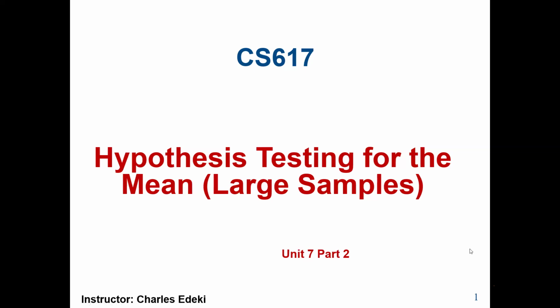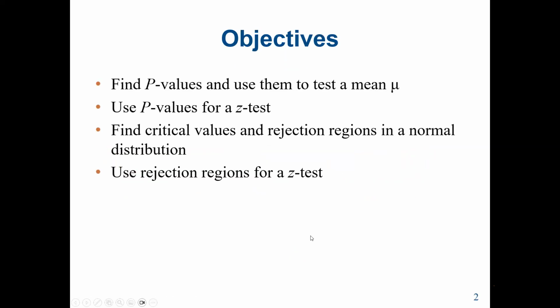Okay, so we start with hypothesis testing for the mean. Here we are using a large sample. As we said earlier, a large sample means the sample size is equal to 30 or greater than 30. So in this section, we are going to learn how to find the p-values and use them to test a mean, and also use the p-value for the z-test. I think that's one of the first hypothesis tests.